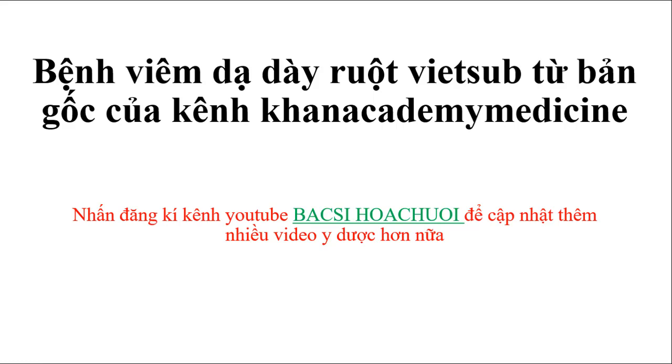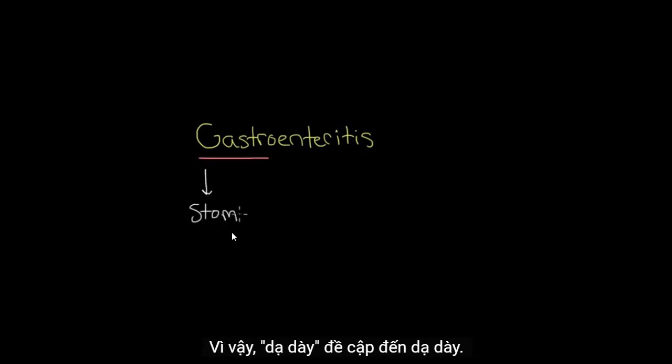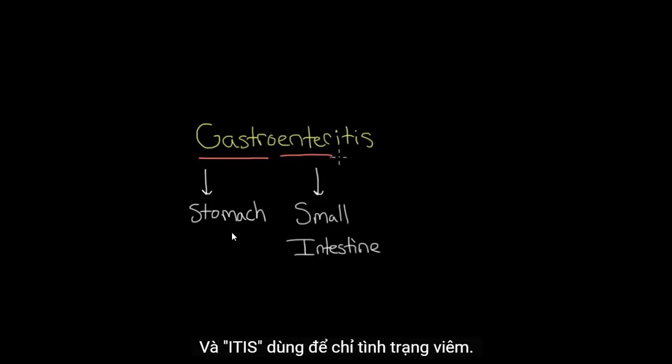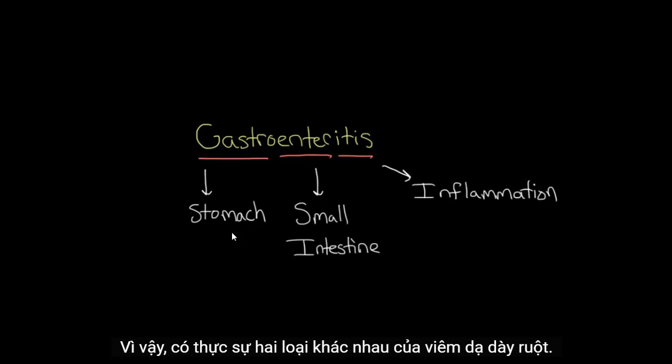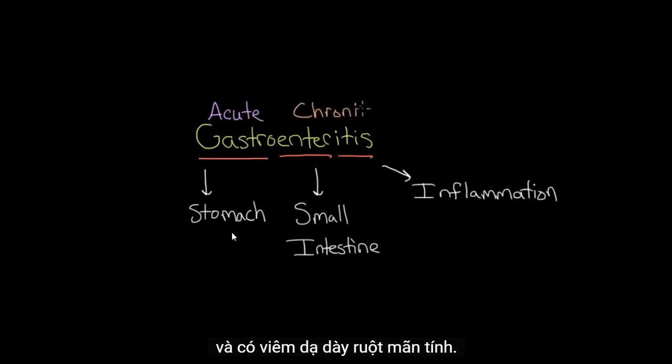So gastroenteritis is kind of a big word, but I think like all big words, the best way to really understand it is by breaking it down. So gastro refers to stomach, enter refers to small intestine, and itis refers to inflammation. So there are really two different types of gastroenteritis. There's acute gastroenteritis, and there's chronic gastroenteritis.